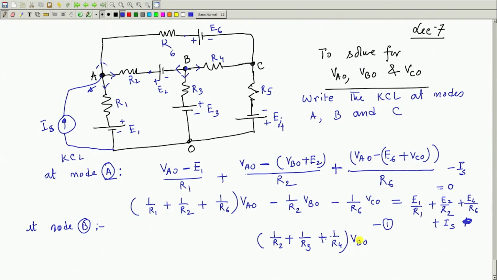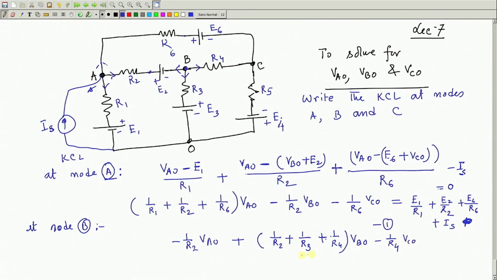Coefficient of VAO, will it be present there? Yes, because between A and B there is R 2. So, it should be minus the reciprocal of that resistance into VAO, plus, and coefficient of VCO, yes, minus 1 by R 4 into VCO.